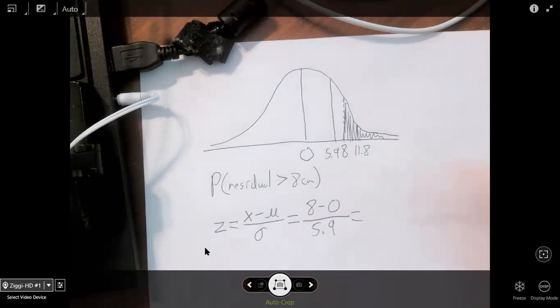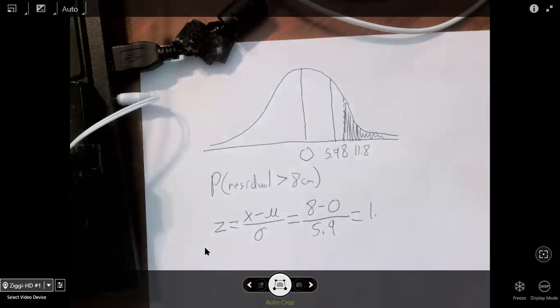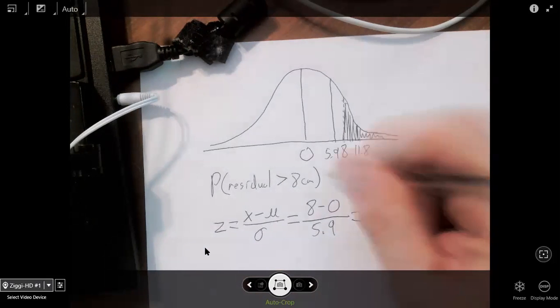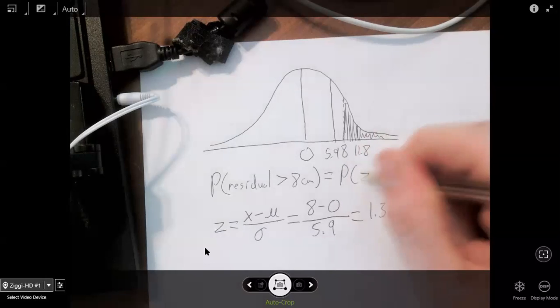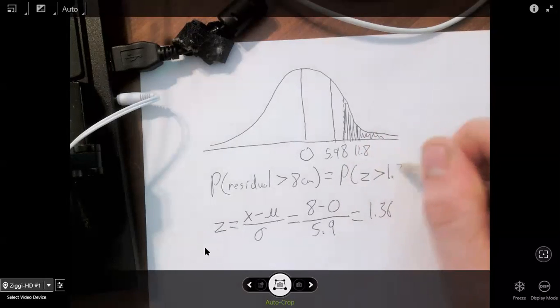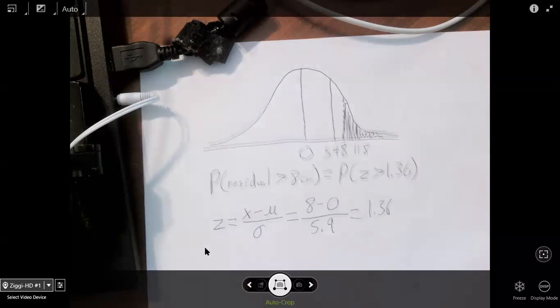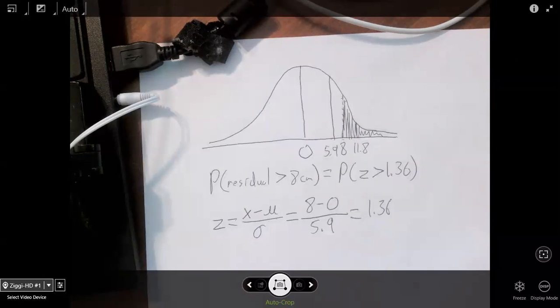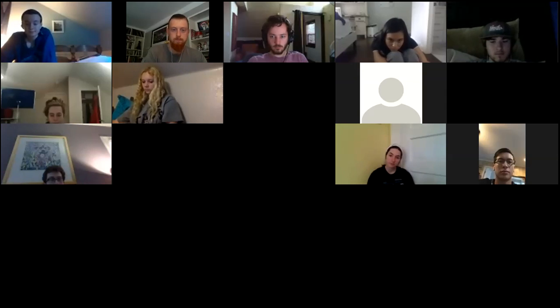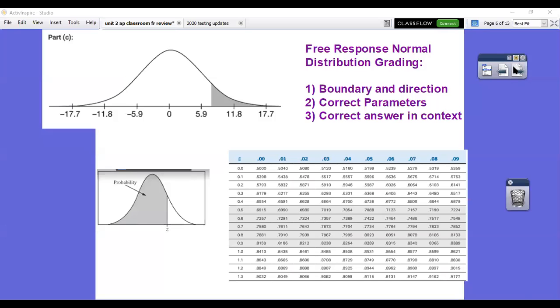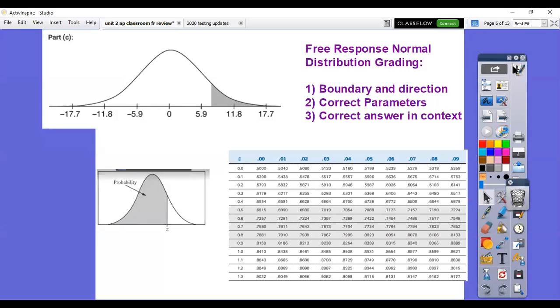Okay, so when you work that out, you get that that's 1.36 standard deviations above the mean. So now it boils down to what's the probability that in a normal distribution, you pick a randomly selected point and you're more than 1.36 standard deviations above the mean. We're gonna focus on using the tables more so than using the calculator, since the party line is you don't need a calculator.